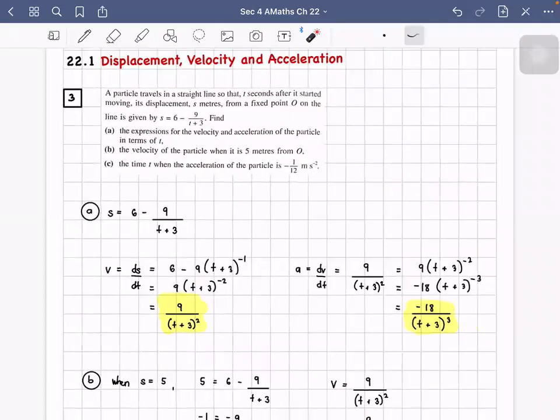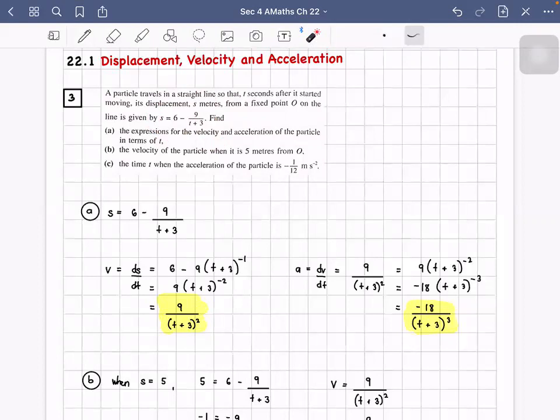Now, a particle again travels in a straight line so that t seconds after it started moving, its displacement s meters from a fixed point origin on the line is given by this function right here: s = 6 - 9/(t + 3). So let's find letter A, the expressions for the velocity and acceleration of the particle in terms of t. So class, you're given a displacement function and it's asking for the velocity and acceleration function. So what do we do?